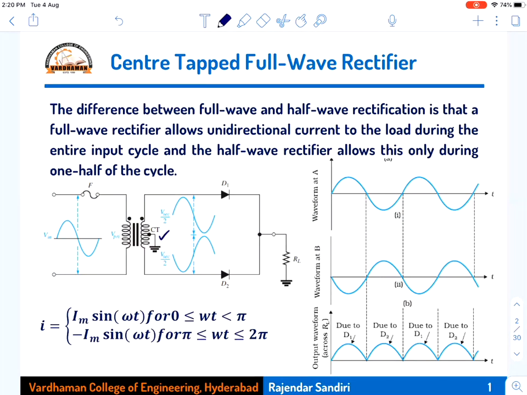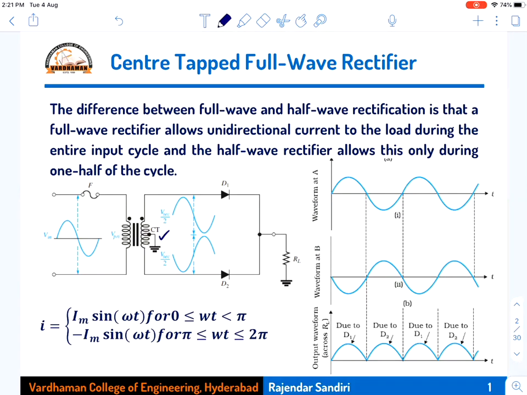The center of the transformer secondary winding is connected to the ground, and we will be connecting one diode in each of those secondary windings. Okay. So now the center tapped full wave rectifier is almost like a combination of two half wave rectifiers, because the secondary winding is converted into two halves. Each half of the secondary winding is connected to one diode. So D1 is connected to the upper part, and D2 is connected to the lower part, so that these two are independently acting like two half wave rectifiers.